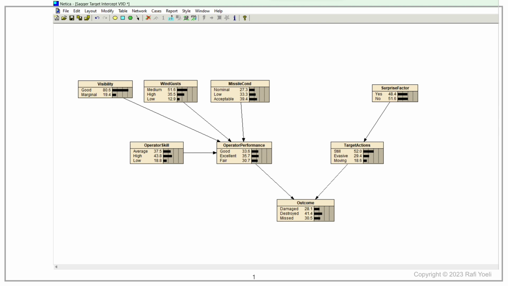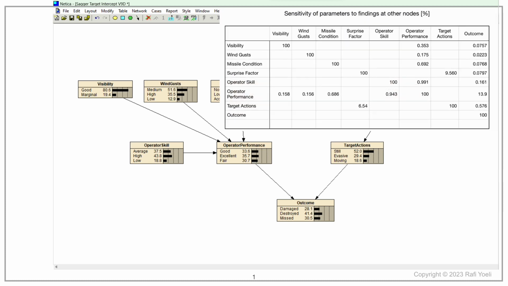At this stage, Netica can already provide insight into which parameters seem to be more significant than others in determining the outcome. Here is a sensitivity table called via the Network tab. It is basically an 8x8 matrix where every node has its own influence on every other node. Notice that the values on the diagonal, which show the influence of each of the nodes on itself, are of course 100%.